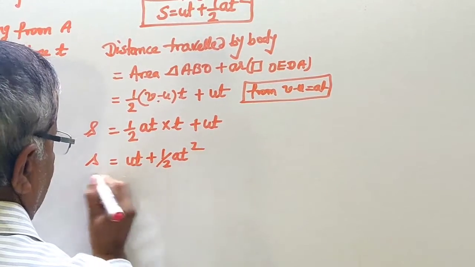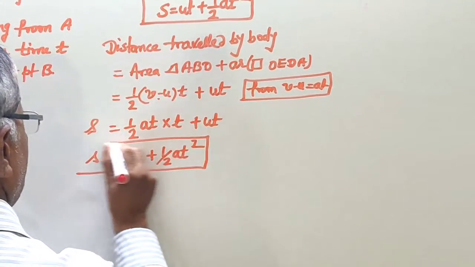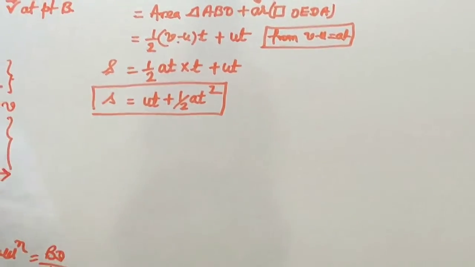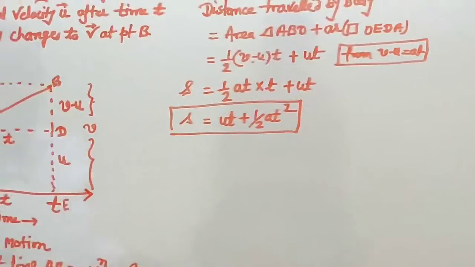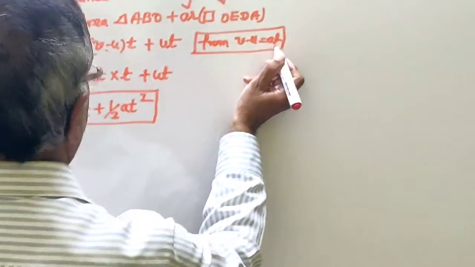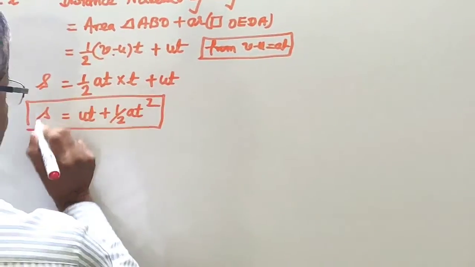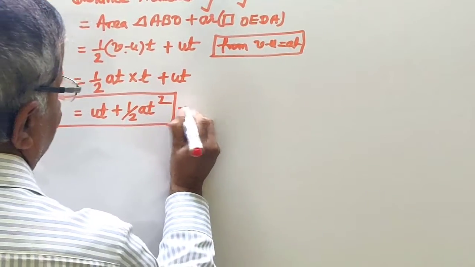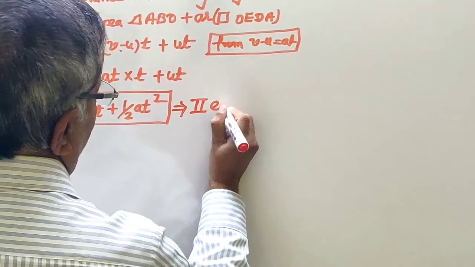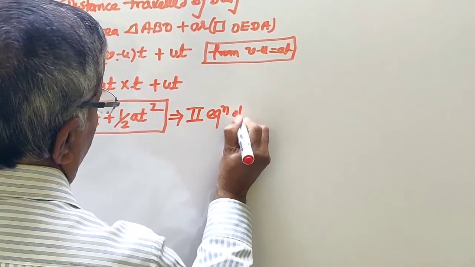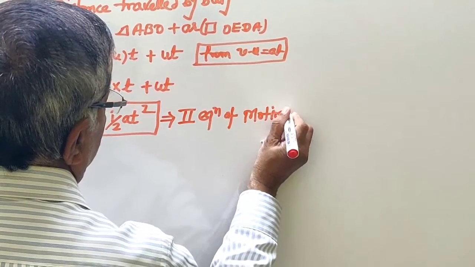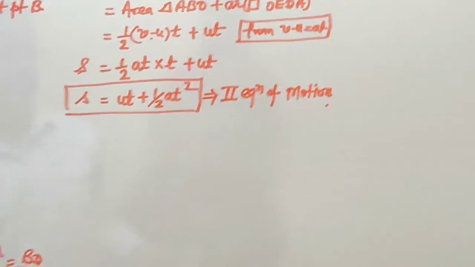Do you understand? For the derivation of the second equation of motion, you have to find the area of the triangle plus the area of the rectangle, and substitute the value of v minus u is equal to at. Here you will get s is equal to ut plus half at square. This is the second equation of motion. Do you understand this one? Now we will go on to solve the third equation of motion.